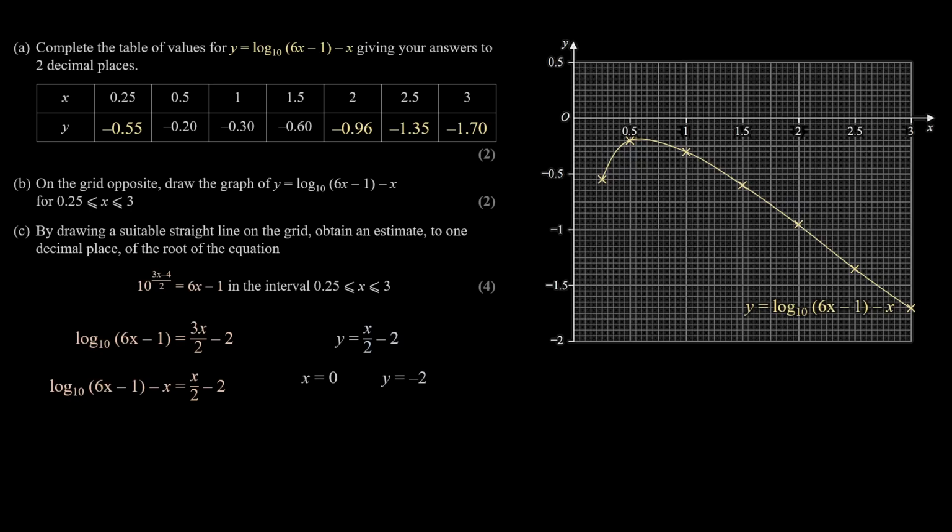When x is 0, y is negative 2. When x is 2, y is negative 1. Plot these points on the grid and draw a straight line passing through them. Then, we find the intersection point to get the approximate value, x equals 2, which is the root of the given equation rounded to 1 decimal place.